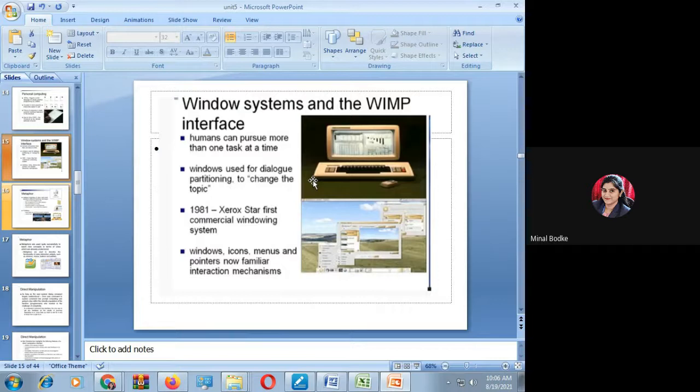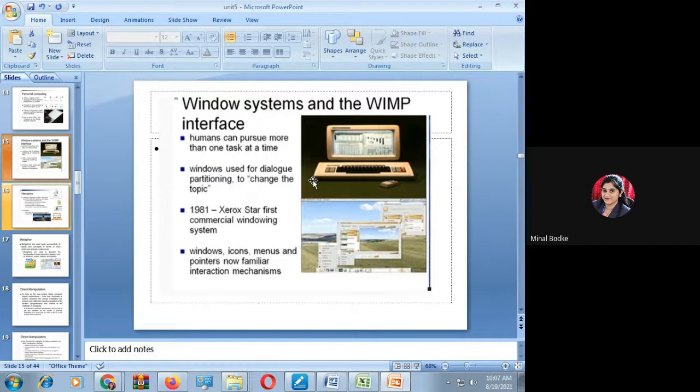Then next, the WIMP interface came into the picture. We have already discussed this. Once personal computing came into the picture, the next version was the windows system, that is the WIMP interface. In the next version, windows, icons, menus, and pointers came into the picture, which made the system more interactive and more user friendly for the user to interact.